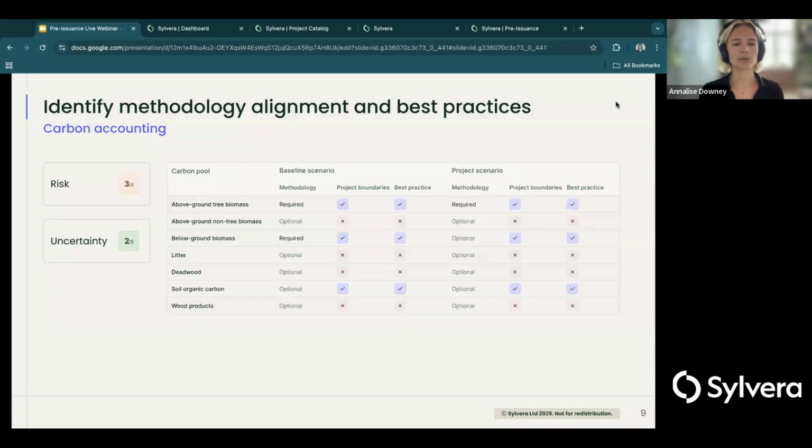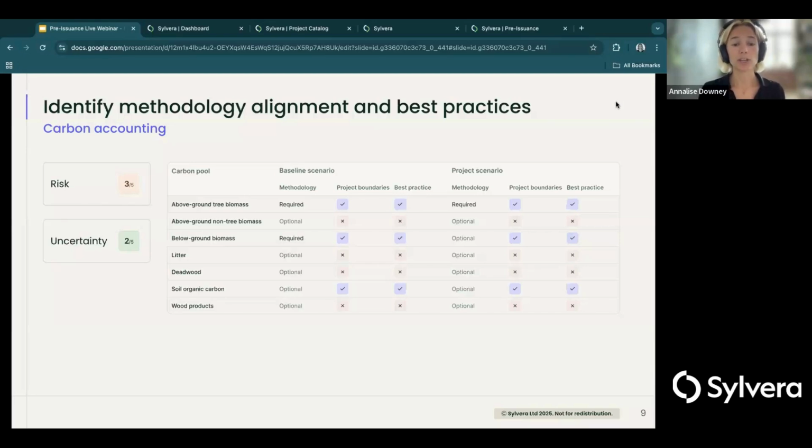Coming back to the carbon accounting pillar, you can see this is the example of an ARR project, looking at what carbon pools have been quantified. We can compare it to what the methodology requires or what is allowed by the methodology, as well as benchmarking against best practices. So not only in the absolute sense, but also in terms of what is actually the best approach or the best course of action for this project.